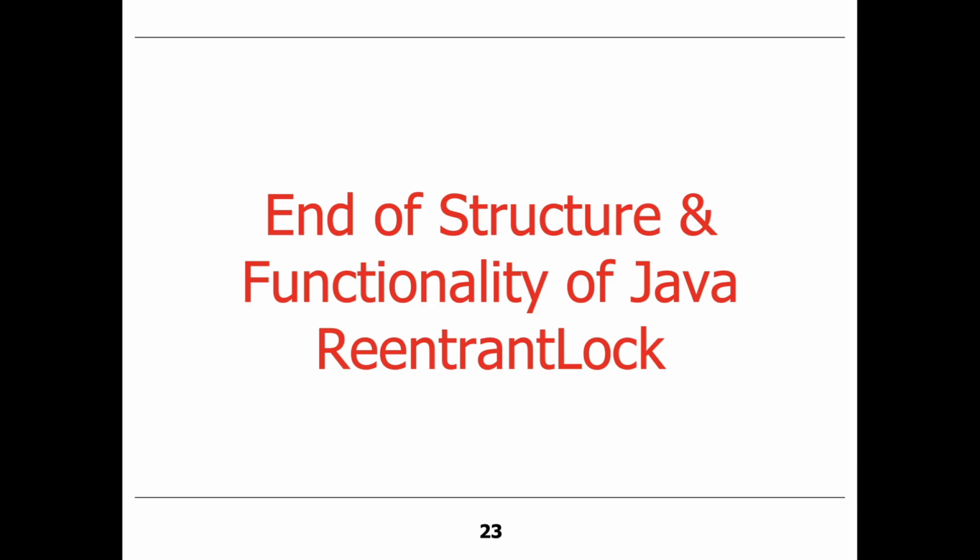So that's the end of the overview of the structure and functionality of Java ReentrantLock. As you can see, it's actually a fairly simple API, which it inherits from the lock interface, but it's very useful. And we'll talk further as we go into the next set of slides about some of the other interesting semantics of Java ReentrantLock, in particular, the reentrant part and what that means.